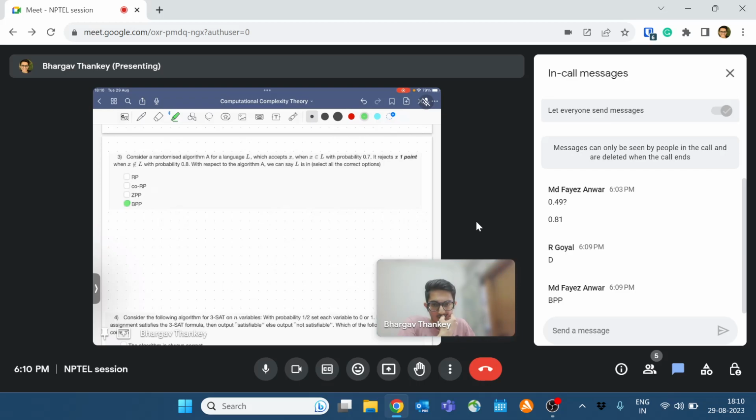Because RP is one-sided, and the same is true for co-RP, which is also one-sided. And in the case of ZPP, we do not know the conditions, and which is not the case here. So clearly, only BPP is remaining.